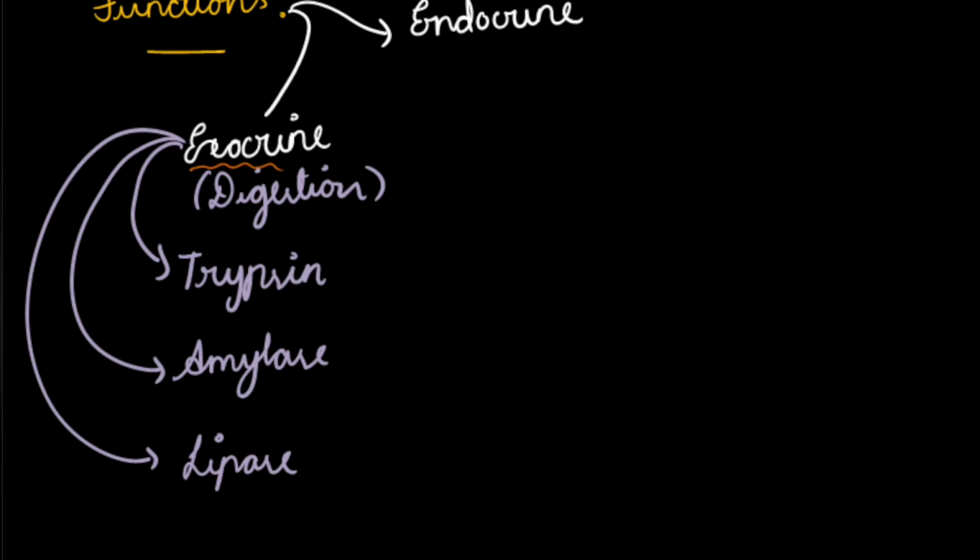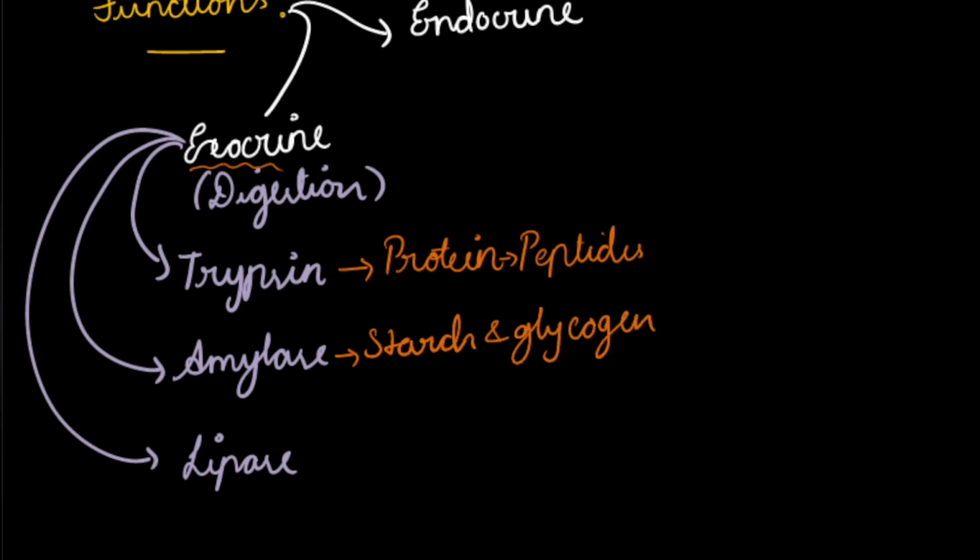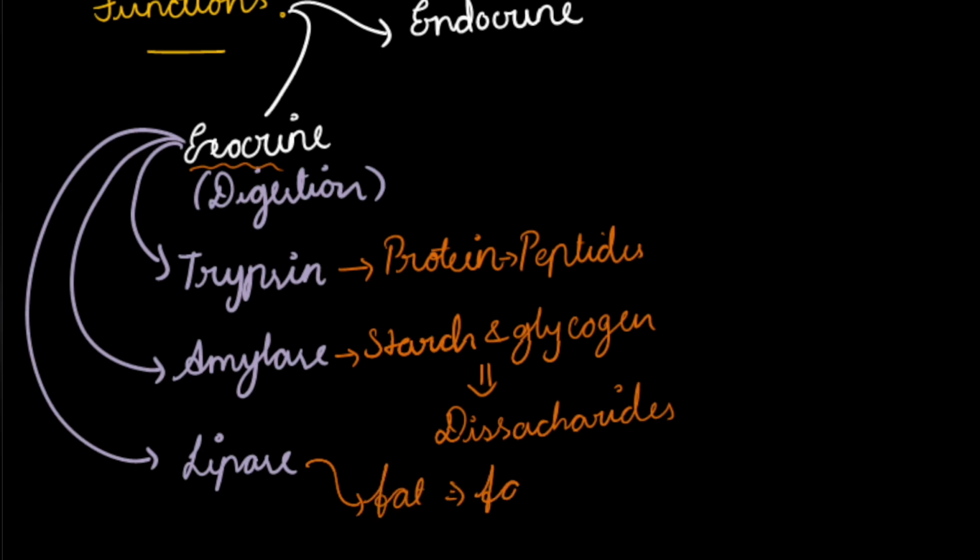So as I had already mentioned, these exocrine enzymes have particular action on the digestion of protein, carbohydrate and fat. Trypsin acts on the proteins and breaks them down into peptides. And amylase acts on starch and glycogen and converts them into disaccharides. And lipase acts on fat and converts them into fatty acids and glycerol.